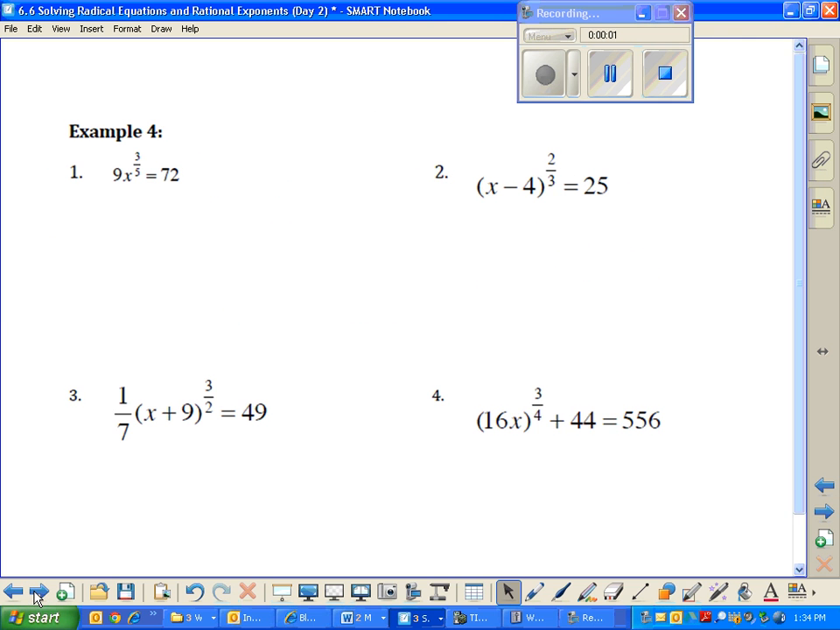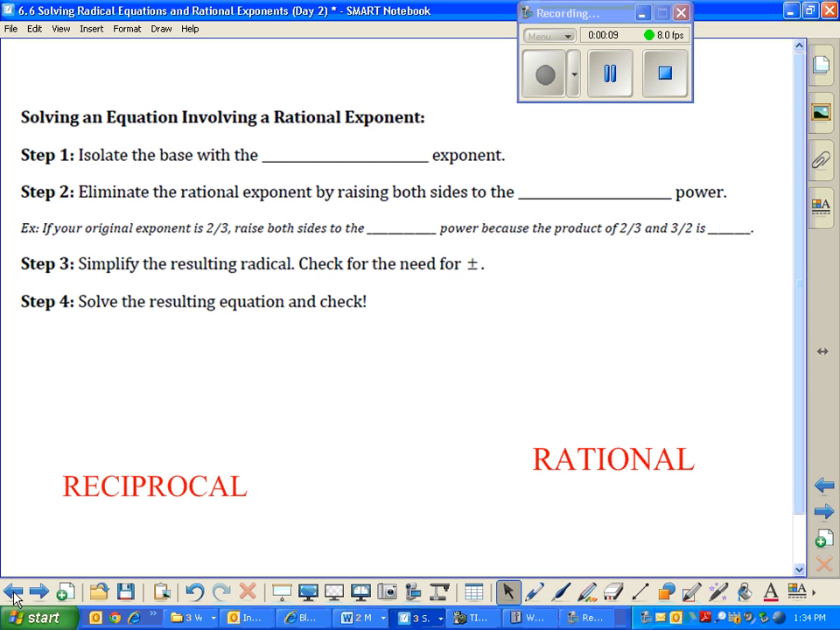Ultimately, to be able to solve for x when we have a rational exponent. And you just have a couple of these to practice with for tonight. Filling in some blanks. Step 1, you have to isolate the base with the blank exponent.